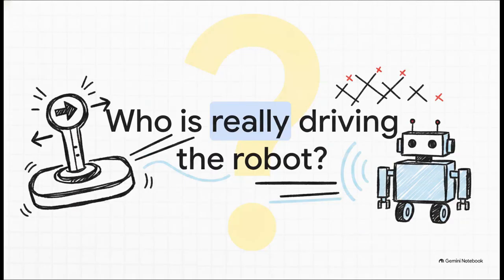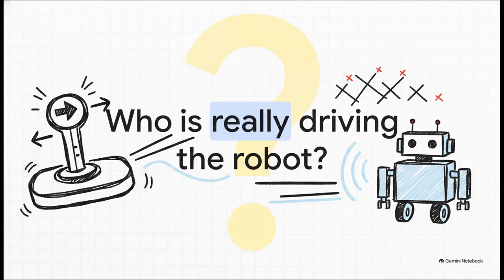So I want you to picture this. Imagine you're gripping a remote control, right? You push the joystick forward, the robot zooms forward. You flick it left, the robot whips left. It feels pretty awesome, doesn't it? You feel like you're the absolute master of this machine. But we really have to ask, who is actually driving the robot here? Is it 100% you, or is the robot maybe doing a little bit of the driving itself? When you hold that remote, do you honestly have total control every single second?